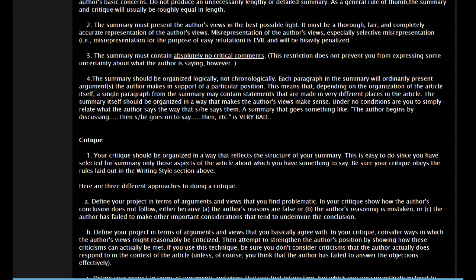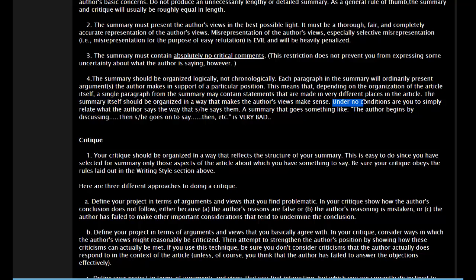That's a narrative flow. This is not a story, right? You're looking at a particular position. You don't care where, or in what order, they say things. What you care about is a logical exposition. So what I write is that this means that depending on the organization of the article itself, a single paragraph from the summary might contain statements that are made in very different places in the article. That's not a requirement, but that would be a perfectly legitimate expectation. The summary itself should be organized in a way that makes the author's views make sense.